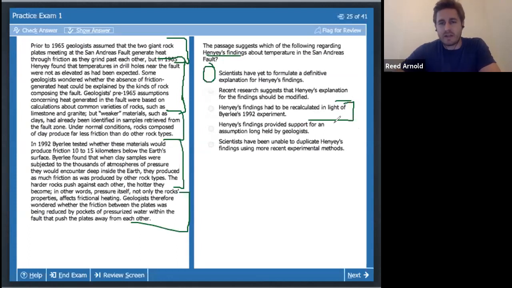Because it turned out that this didn't line up with what we'd expected. Okay, it doesn't say that it provides support for an assumption held by geologists, and we haven't tried to duplicate the findings. That's not the issue. It's not that Henley had some findings and that we haven't been able to duplicate those findings. It's that we haven't been able to explain those findings.